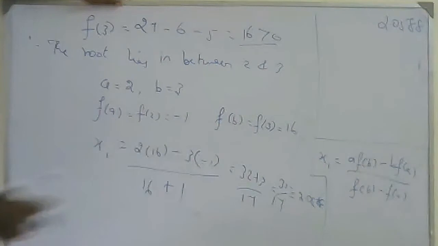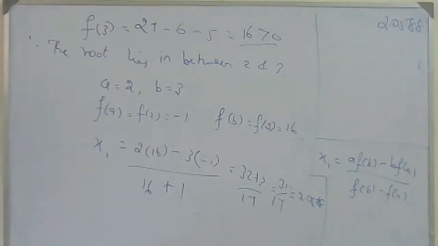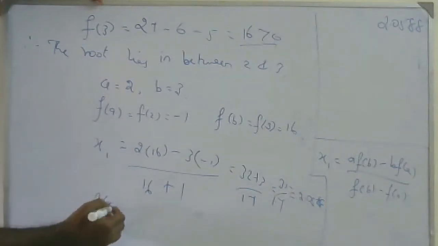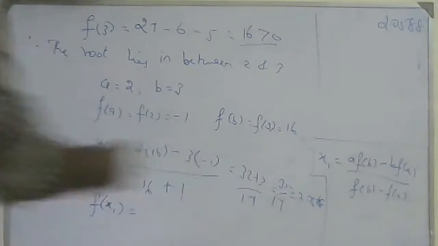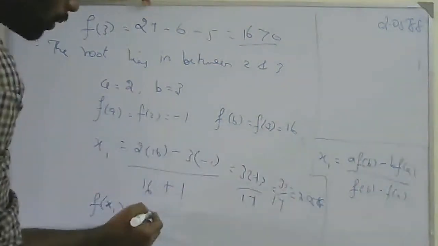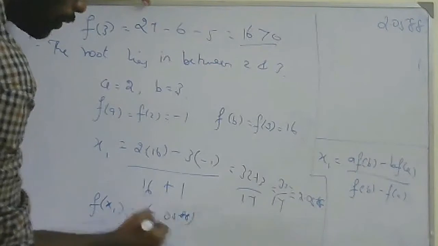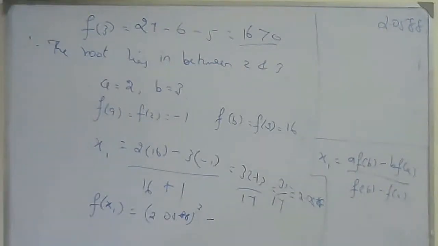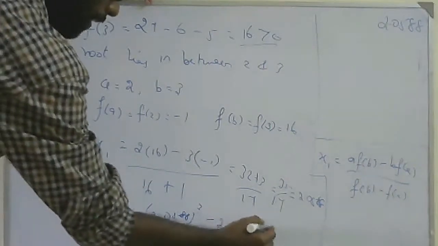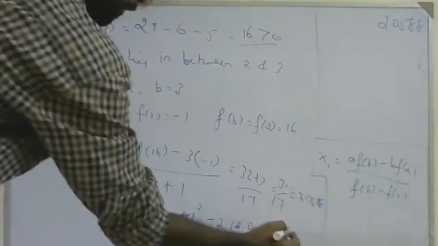Okay. So whether it is positive or negative, first you have to check it. Next, substitute in f of x1, the immediate point, as we do in the bisection method. In the bisection method, we find the middle point, the average, and substitute it in the function. In the same way we have to find f of x1. So 2.0588 the whole cube minus 2 into 2.0588 minus 5. What's the value of this?